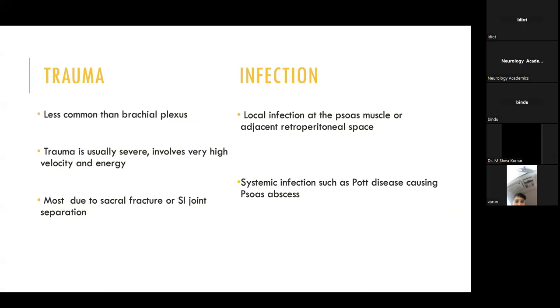Other causes are trauma, which is seen in only high velocity and severe injuries, with sacral fractures and sacroiliac joint separation. In such scenarios, we can see the involvement. Compared to the brachial plexus, trauma is less commonly seen in the lumbar plexus. In infection, any abscess formation in the psoas muscle or any adjacent peritoneal space causes compression, which causes this lumbosacral plexopathy. Even Pott's disease causes psoas abscess.